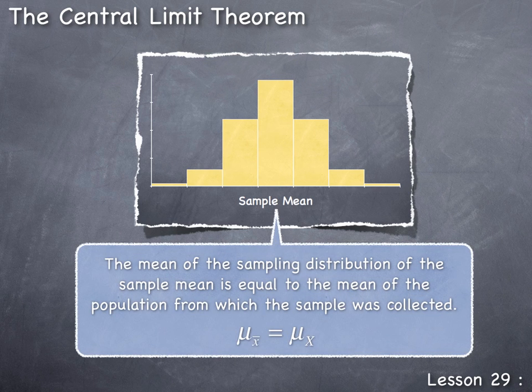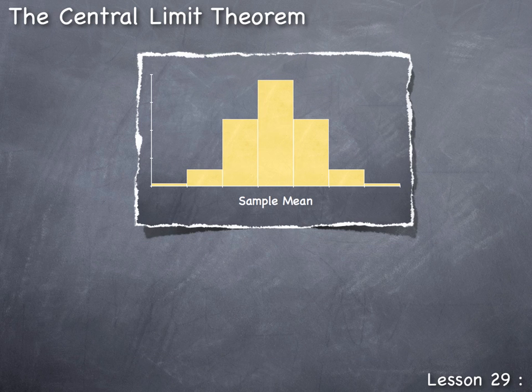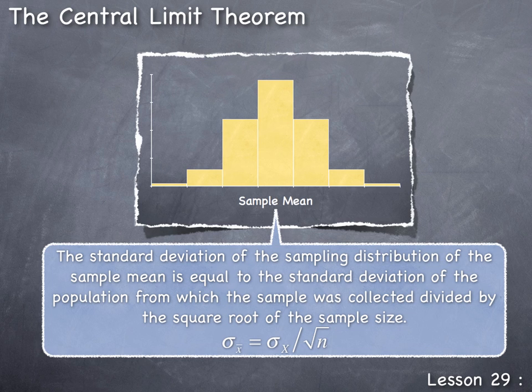Now, the mean of the sampling distribution of the sample mean is equal to the mean of the population from which the sample was collected. That is, mu sub x bar equals mu sub x. The other conclusion regards the standard deviation. The standard deviation of the sampling distribution of the sample mean is equal to the standard deviation of the population from which the sample was collected, divided by the square root of the sample size. That is, sigma sub x bar equals sigma sub x divided by the square root of n.